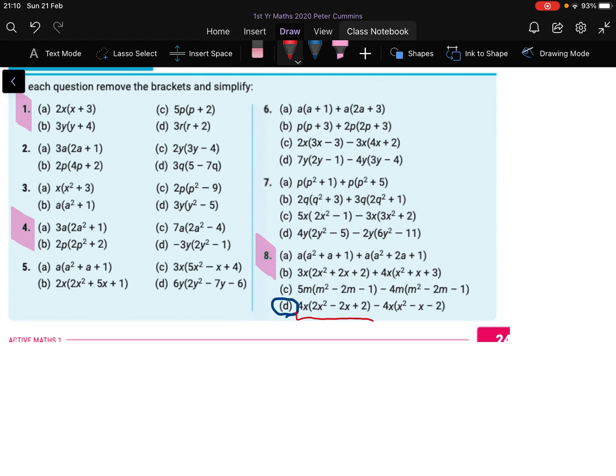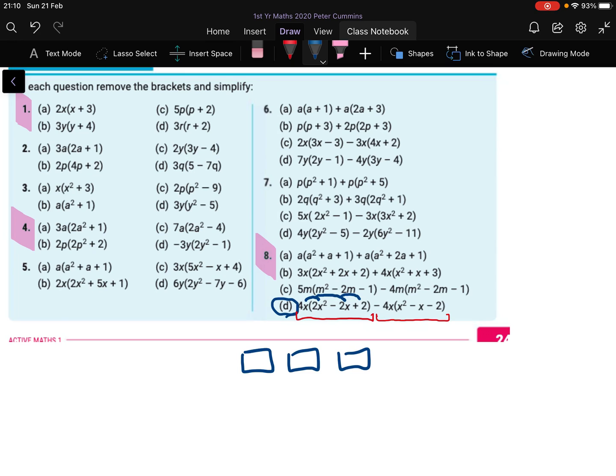Here's my first sum I'm going to have to work out. I'm going to have to multiply everything in that first bracket by the 4x. And then my second sum. And when I get it all multiplied out, then I'm going to simplify. So my first thing to do, I'm going to multiply 4x by 2x squared, 4x by minus 2x, and 4x by plus 2. That's going to give me 3 answers. So I'm going to end up with 3 answers in the first one. I'll write them out. So 1, 2, 3.